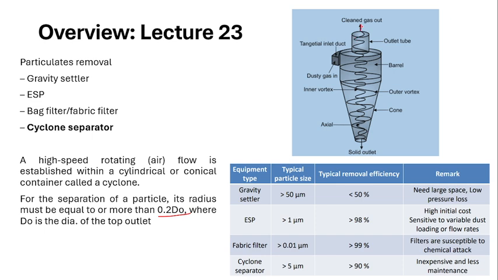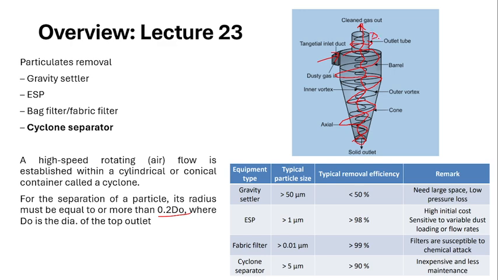So this is the outlet of the gas. This is the inlet duct of the gas. Once the gas enters here, it will move around like this. This will create the outer vortex, and again after reaching the bottom, it will come up like this. So this is the gas outlet. DO here is the diameter of the top outlet.